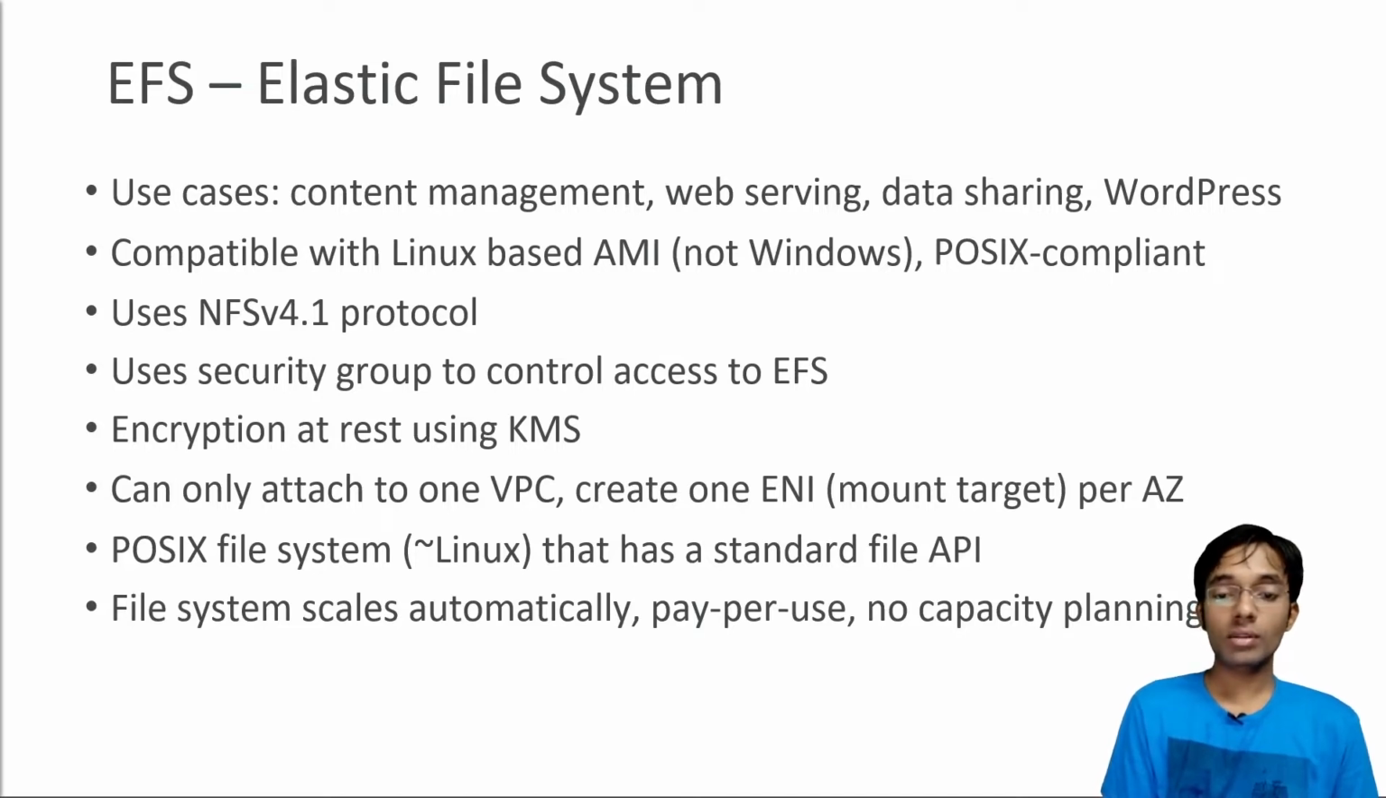So as I said, it's a POSIX file system, so that means Linux, and it has a standard file API. The file system will scale automatically, which I think is really nice, so you can scale from 1 gigabyte to terabytes. Of course, you pay per usage, per GB used. So you only pay for the number of gigabytes you have in your file system. So there is no capacity planning happening behind the scenes. Everything is on a pay-per-use basis.